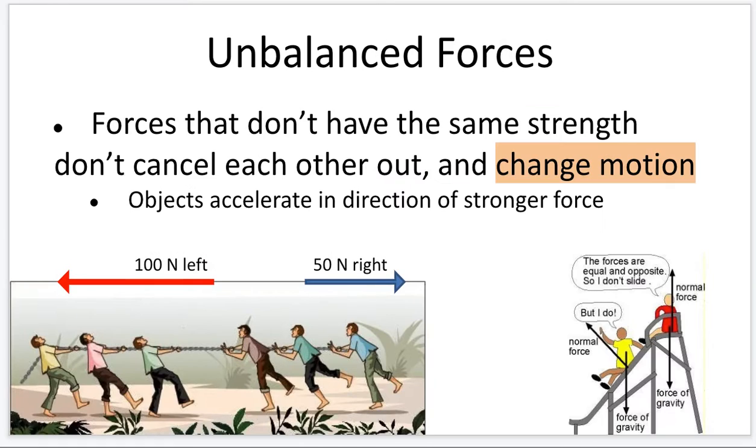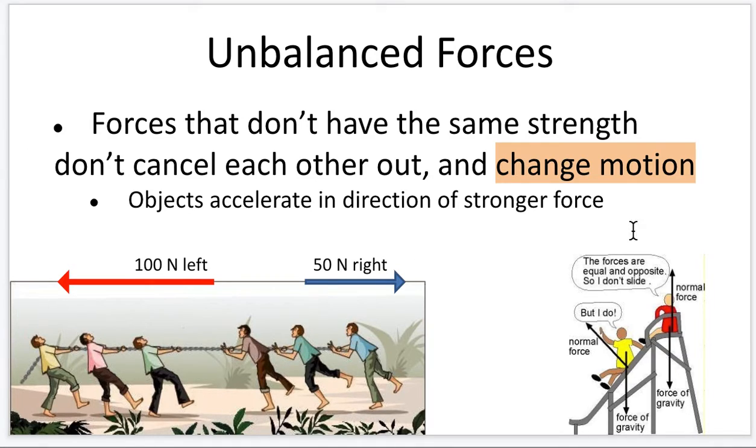So there's balanced forces and unbalanced forces. So they don't have the same strength. They don't cancel each other out. They actually cause a change. And of course, objects accelerate or go quickly in the direction of the stronger force. So you can see in this tug of war, in this case, the ones on the left are able to pull a lot more. They're having more force than the ones on the right. So it's moving. They're moving 100 newtons to the left where it's 50 to the right. So it's unbalanced. So then that's going to make them go to the left.